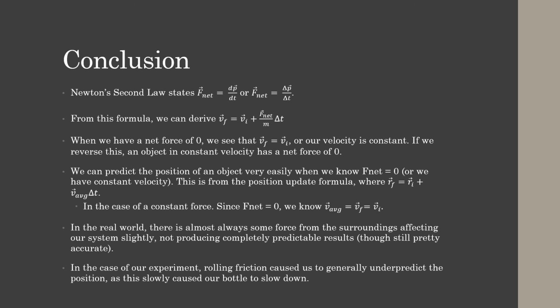In the real world, there's almost always some force in the surroundings affecting our system slightly, not producing completely predictable results. However, we can still produce very accurate results like in this case. In the case of our experiment, rolling friction was this unfortunate thing that caused us to underpredict our results.